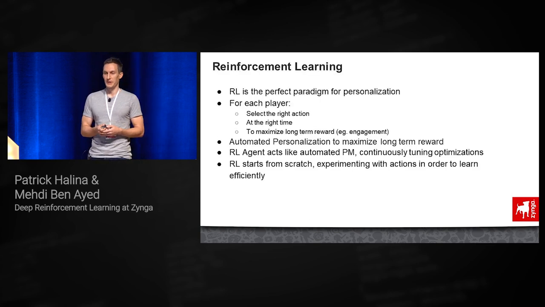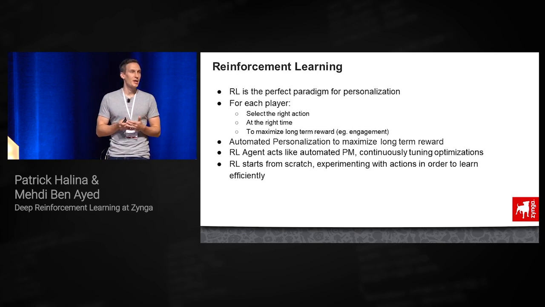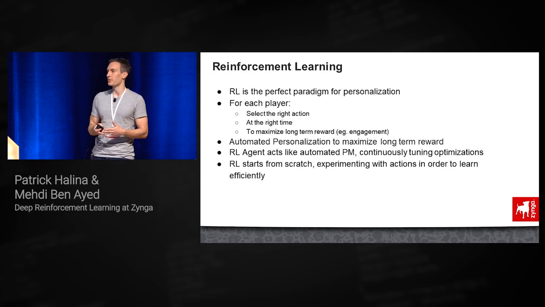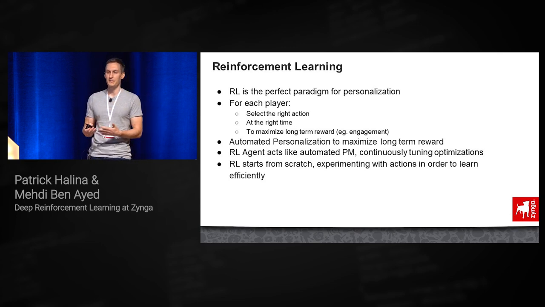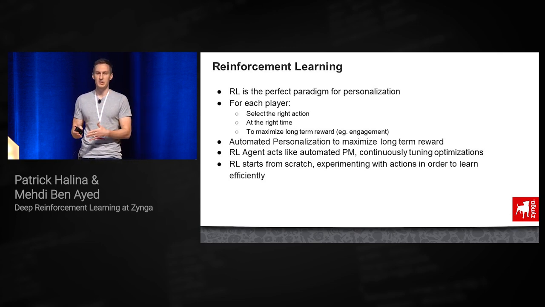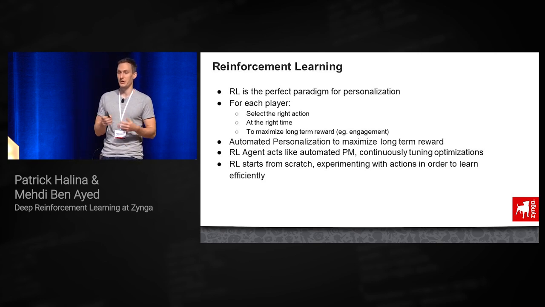So why reinforcement learning? It's a really good paradigm for personalization because the output is decisions. Instead of outputting some type of prediction and then having a human make a decision on how to do this personalization, this fits into that use case for optimizations and personalizations much cleaner. It's telling you the action to take in order to optimize whatever it is you're trying to optimize.